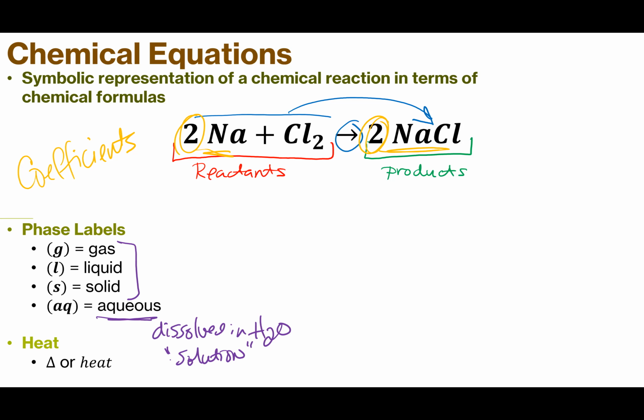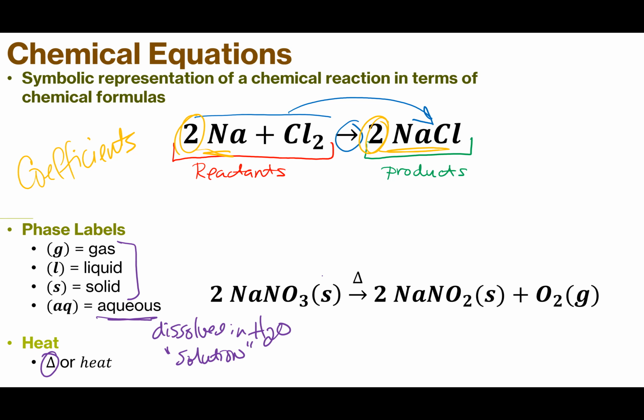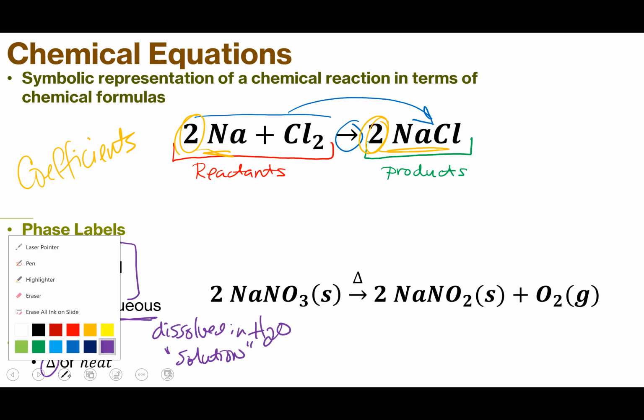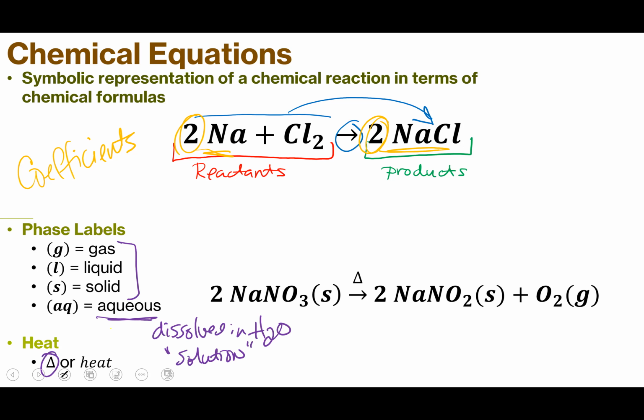Also, you might see a little delta symbol or a triangle above the arrow. That means the reactants are heated. So here, what we're saying when we look at this equation is that we took 2 sodium nitrate solid, this got heated up, and while it was heated up, it decomposed into 2 sodium nitrite, and some gaseous oxygen was coming off. We're going to get our hands into reading these as we go.